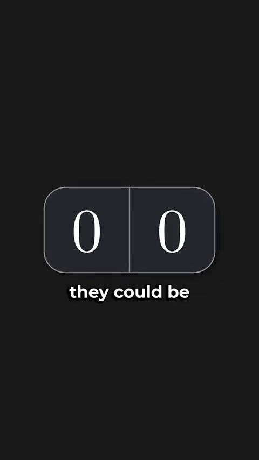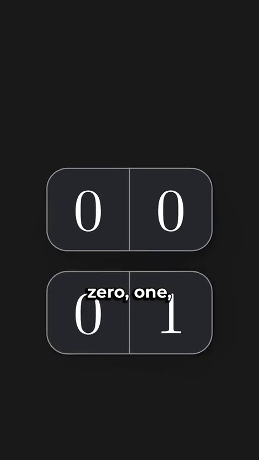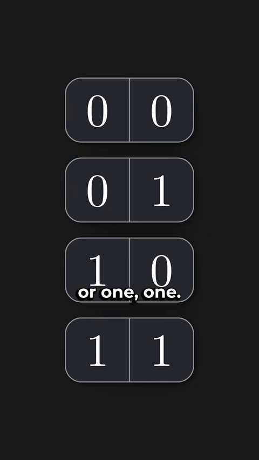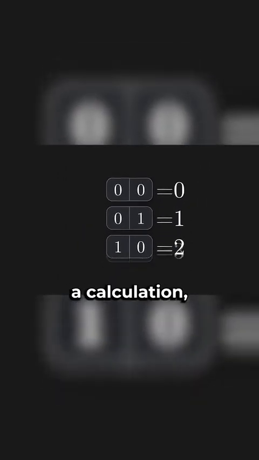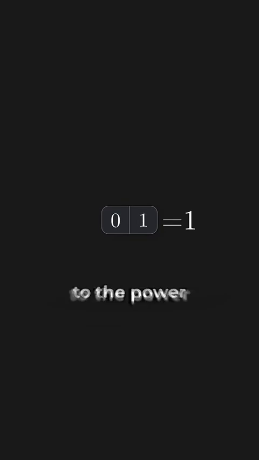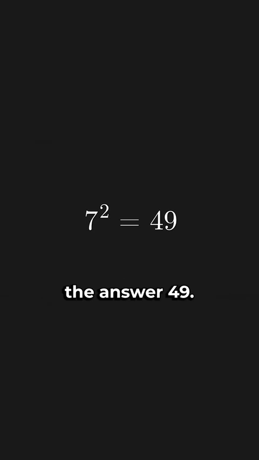In normal computers, a bit can only be in one state at a time, either a 0 or a 1. So if you had 2 bits, they could be in one of 4 possible states: 0,0, 0,1, 1,0, or 1,1. Let's say each of these states represents a number: 0, 1, 2, or 3. If we want to do a calculation, for example raising 7 to the power of one of these numbers, we can only do it for one state at a time. In this case, 7 squared, and so we get the answer 49.